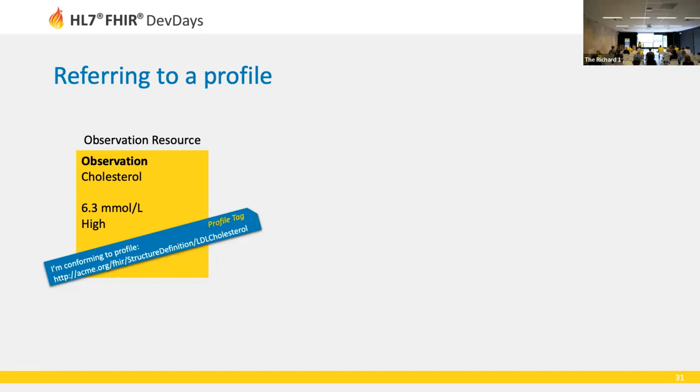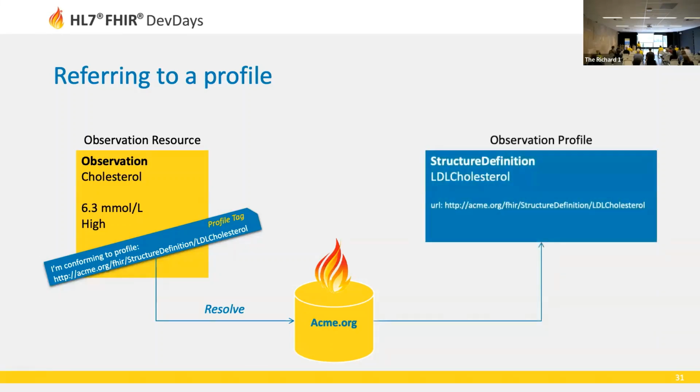So if I get this data in, I might want to try and see if that's actually valid, right? So what I can do is take that URL and I can reach out to the acme.org FHIR server to see if it can give me the structure definition for that profile that they have. Well, in this case, maybe the acme.org FHIR server is there and gives me that structure definition, in which case I can progress and I can do that validation step.